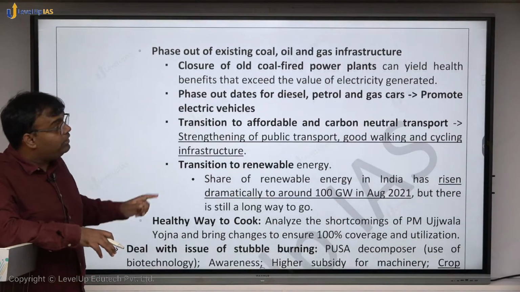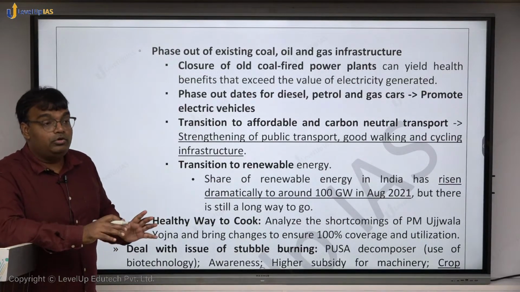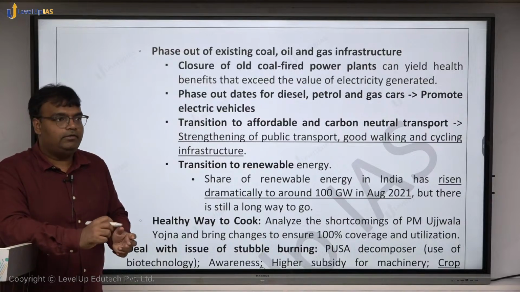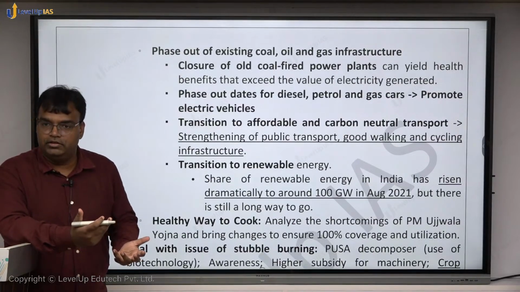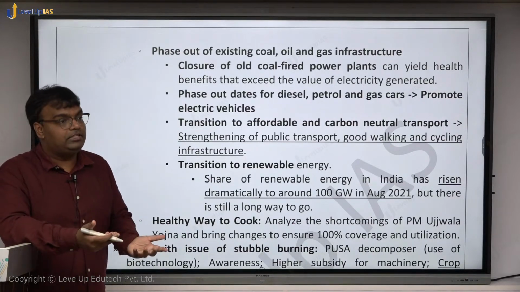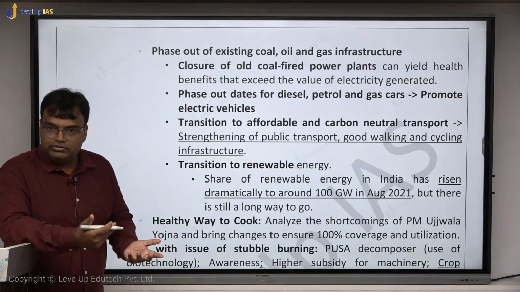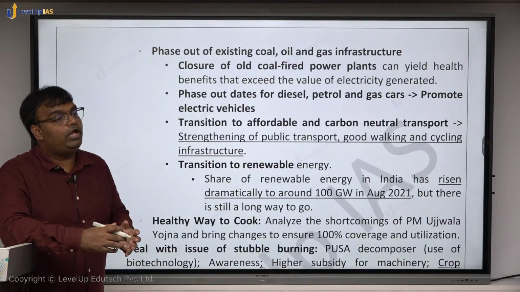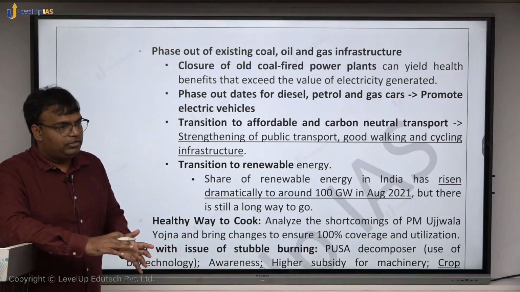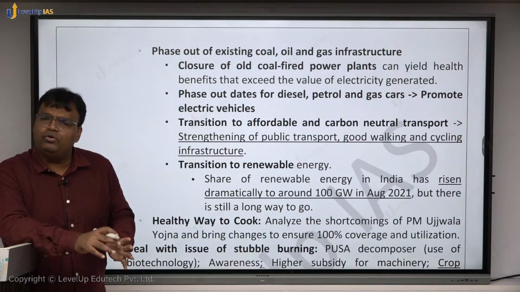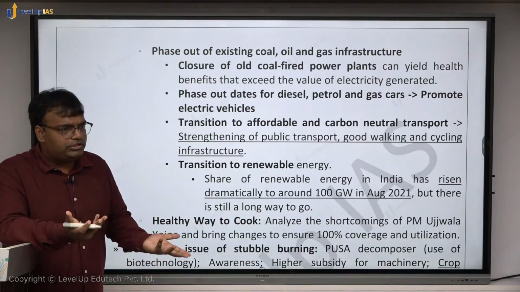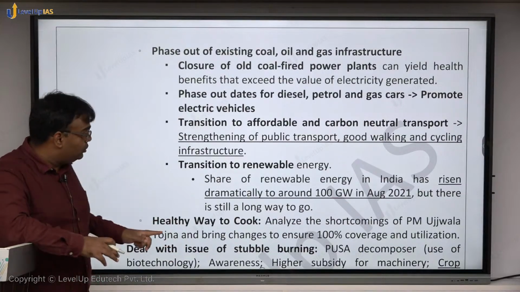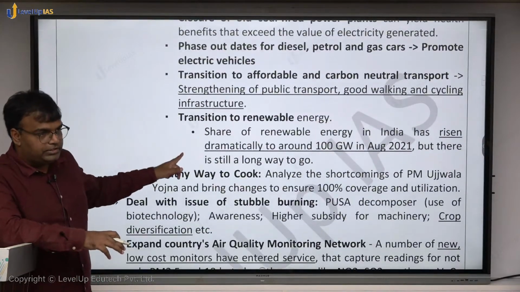Transition to affordable and carbon neutral transport. That is, the government has to focus more on public transport. And initiatives like making buses free for females are positive steps in this direction, because a lot of females who could have afforded their own scooter or their own cars may prefer, since transportation is comfortable, and even in AC buses it is free, they will choose public transport. Then transition to renewable energy.